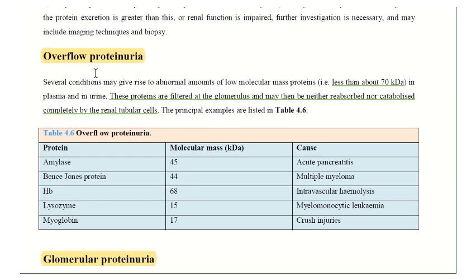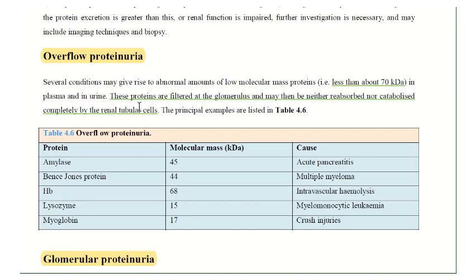بالنسبة للأوفرفلو proteinuria، several conditions may give rise to abnormal amounts of low molecular mass proteins اللي هي أقل من about 70 kDa in plasma and in urine. إذن العديد من الحالات ربما تؤدي إلى abnormal amounts of low molecular mass proteins اللي قلنا less than about 70 kDa في البلازما وفي اليورين.